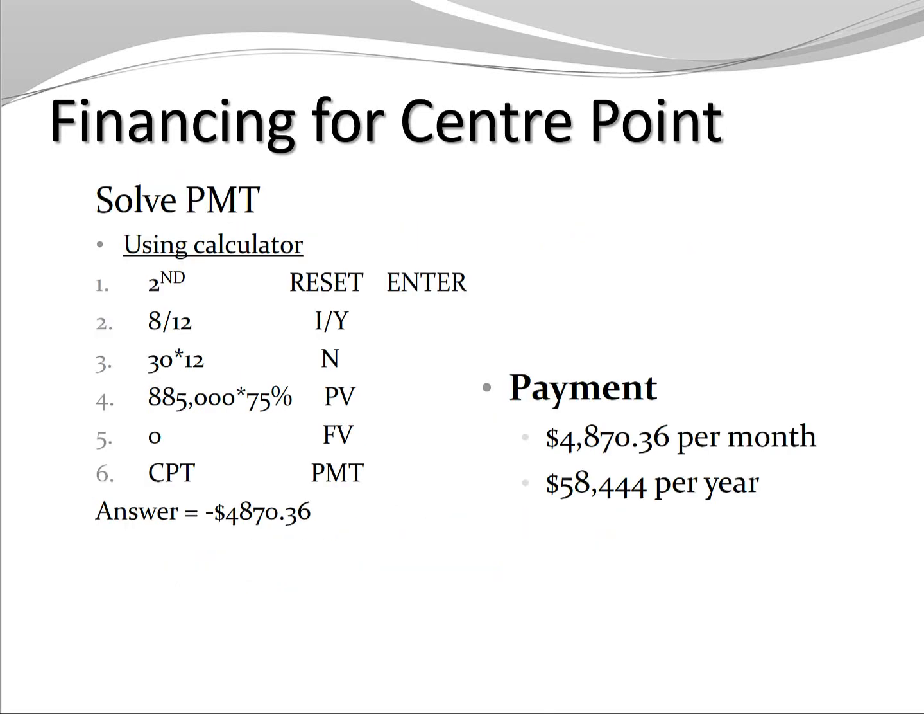Let's solve the monthly payment of this loan. The monthly interest rate is 8% divided by 12. Number of periods is 30 years multiplied by 12. Present value equals the loan amount, 75% of the property price. Future value equals 0. So the answer for the monthly payment equals $4,870.36. Multiply this number by 12, and the annual debt service will be $58,444. Because all the numbers in the cash flow analysis will be in annual terms, that's why we need to convert the monthly payment into annual debt service.